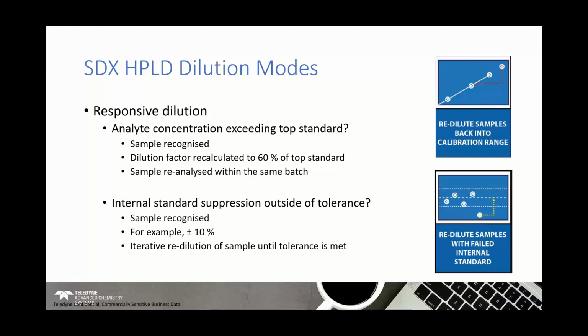And then similarly, for internal standard suppression, if we have samples whereby the sample matrix causes a suppression problem of our internal standard or our analyte signals of interest, then those samples are recognized. If, for example, the tolerance on our internal standard is plus or minus 10%, the system will perform iterative redilution of that sample until the tolerance falls back within that plus or minus 10% again. So that's the third mode of dilution.